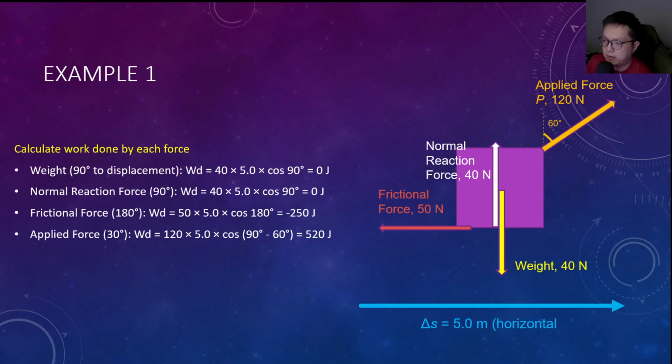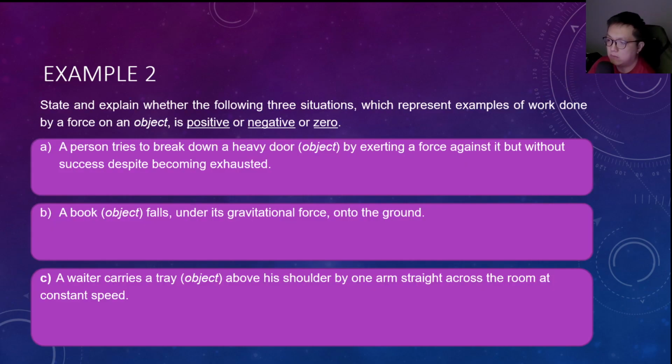Okay, I do the step, I'll get 520 joules. So if you sum them up, you get the total work done. So it's just 520 plus negative 250. So I get a total of 270 joules. Alright. Okay, moving on. Let's look at what we have now.